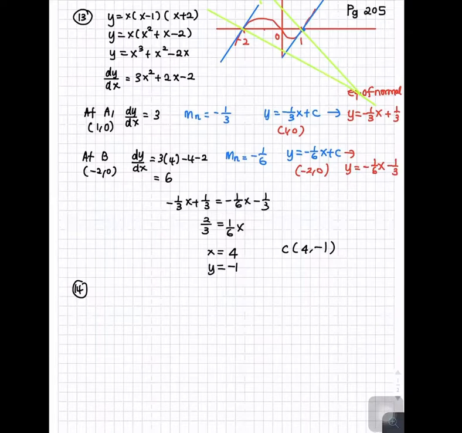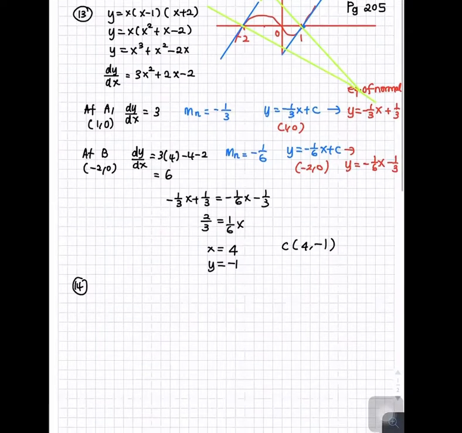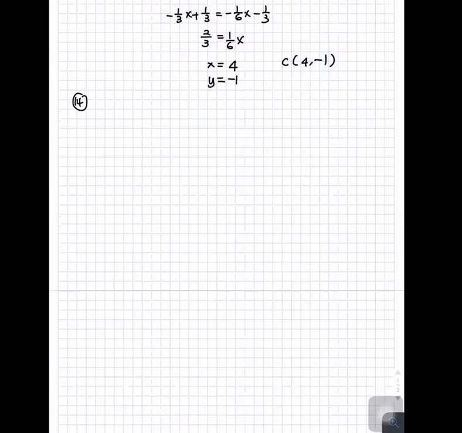A curve is given by y equals 5/(2 minus 3x) and passes through the point P(-1, 1). Find the equation of the tangent to the curve at P and find the angle that this tangent makes with the x-axis. Okay, the curve passes through the point, and I want to find the equation of tangent at P. And later I have to find the angle it forms.